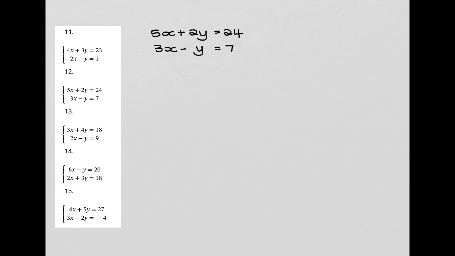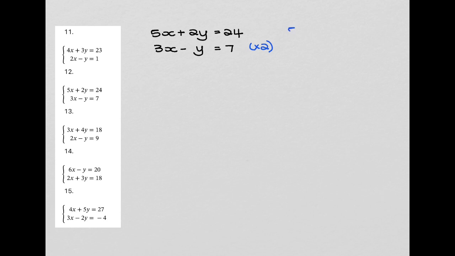All right, if we look at question 12, you can either multiply the x's so they both become 15. That would mean you multiply the entire top equation by 3 and the entire bottom equation by 5. That's a lot of work. Or, because the y's are 2y and 1y, I could just multiply the bottom by 2 and then the y's would match. So I think that would be a better solution. So I'm going to multiply the bottom equation by 2.